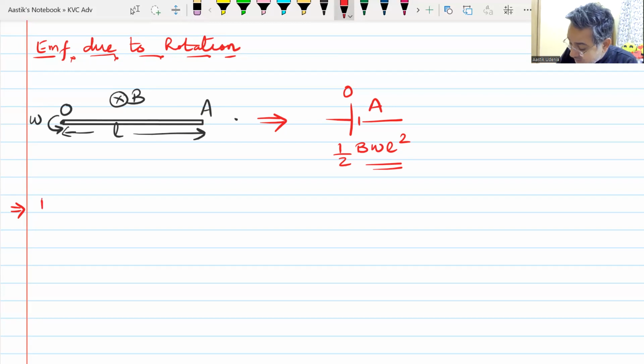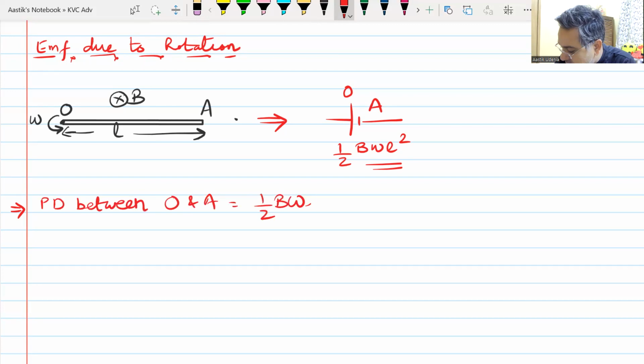Potential difference between O and A would always be equal to half B omega L square. Everyone understands this, yes or no? So you can replace this rod by a battery, and once you replace this rod by a battery, the question becomes simple. Do we understand this?